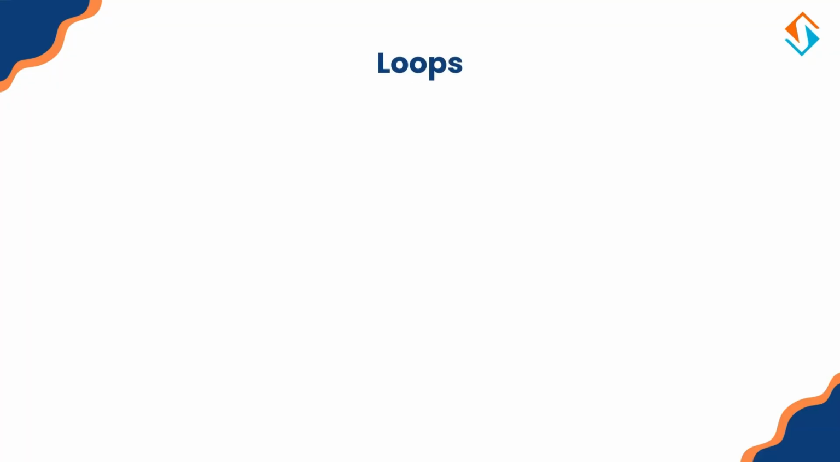Loops allow you to repeat tasks without writing the same code over and over again. In C++, you have three main types of loops. First one is for loop. Second is while loop. And the third one is do while loop. Let's go through each one.